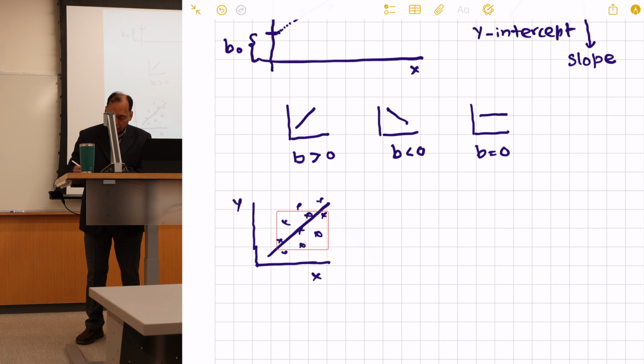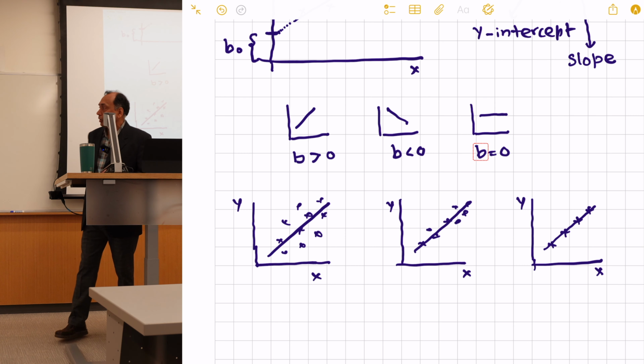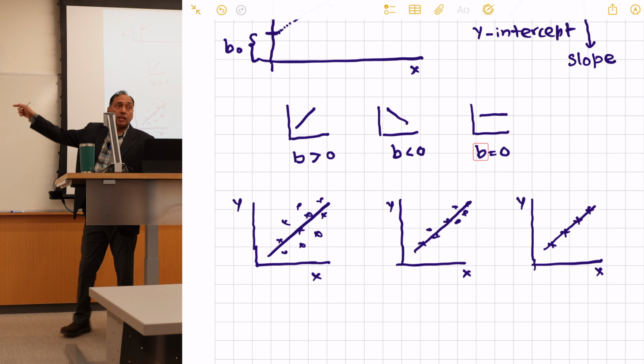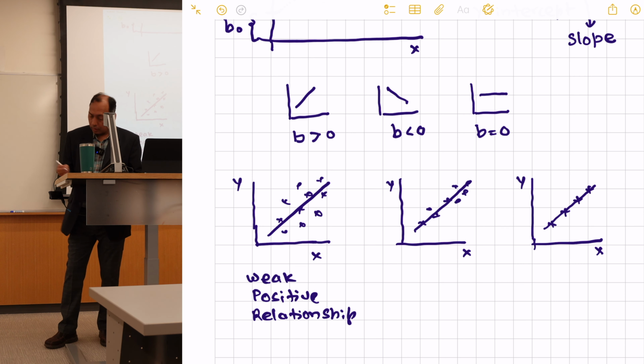So you may have x and y and this kind of relation. You may have x and y, but now the data points are much closer to the straight line, or you may have a case where the data points fall exactly on the straight line. All the data points are exactly on the straight line. So we can call the first one a weak positive relationship. The second one is strong.